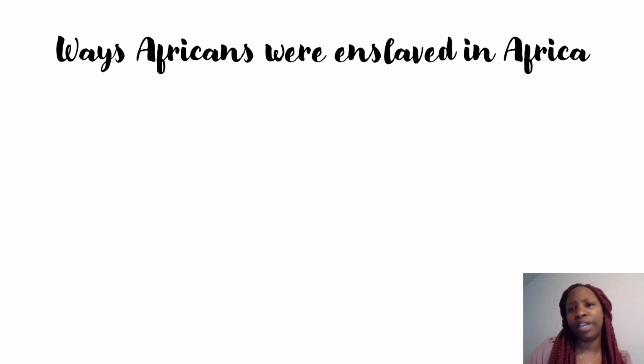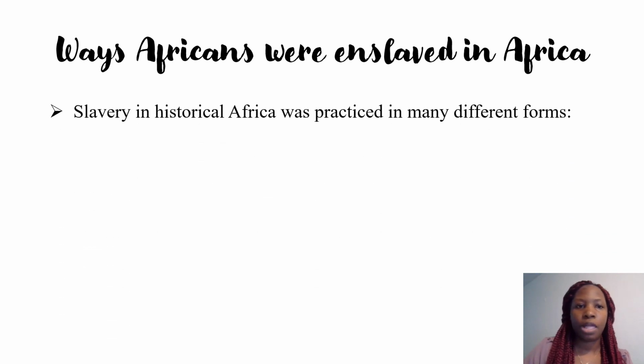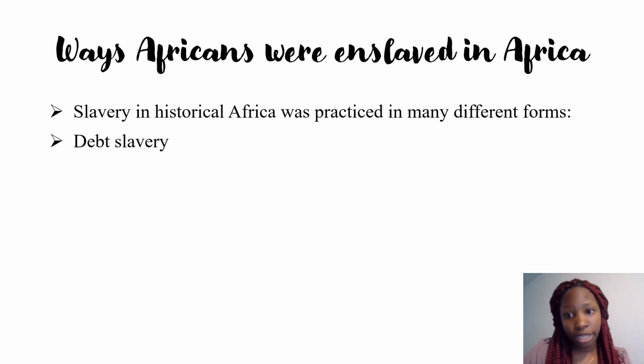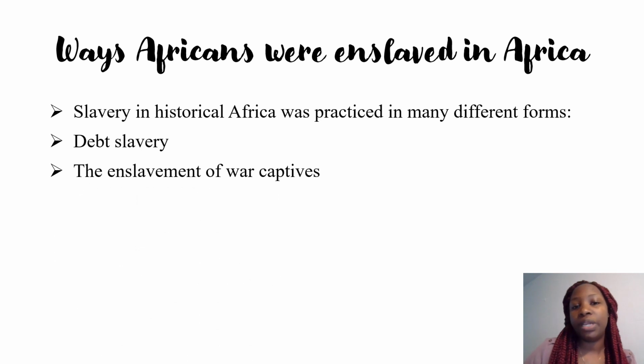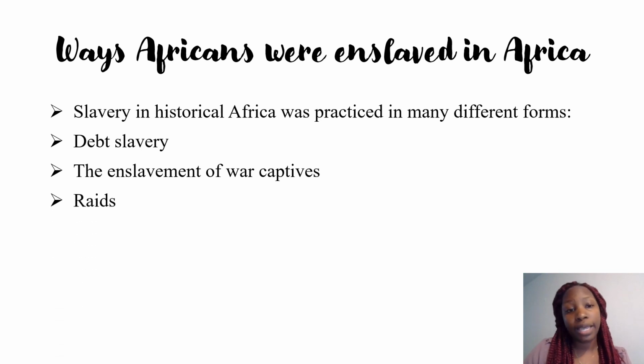So, ways Africans were enslaved. Slavery in historical Africa was practiced in many different forms. Debt slavery: if you owed people some money, then you could be enslaved. The enslavement of war captives: in a war raid, you could be captured and then enslaved.